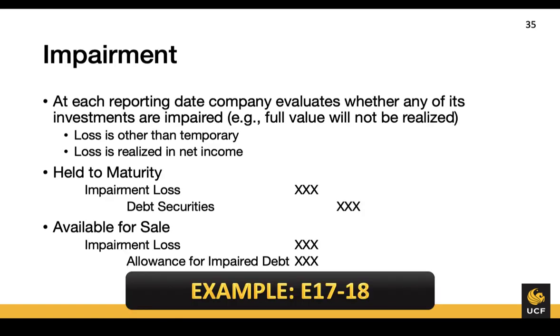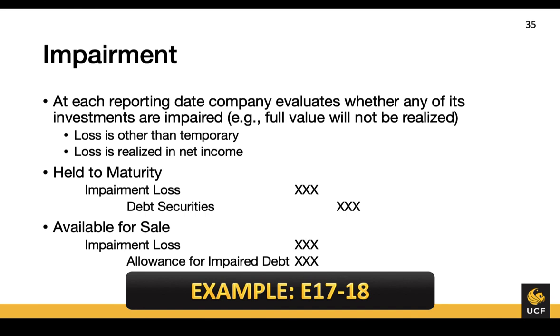The last investment topic we will be covering is impairment. At each reporting date, a company needs to evaluate whether any of its investments are impaired. For example, if we believe that a company that issued one of our debt securities is in financial trouble, we could have reason to believe we will not be able to realize the full value of our investment because they could go bankrupt before fulfilling their contractual obligations.